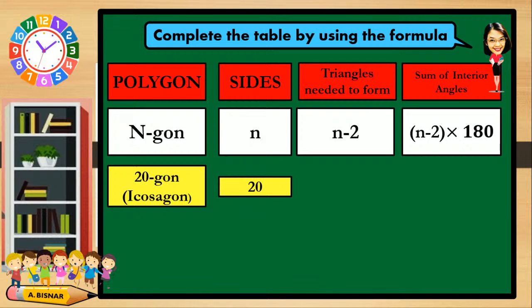Isa pa lang may sagot. Hala, wala na yung iba. Where are the others? Again, you will just subtract 2. After you subtract 2, you will multiply it to 180. Okay?